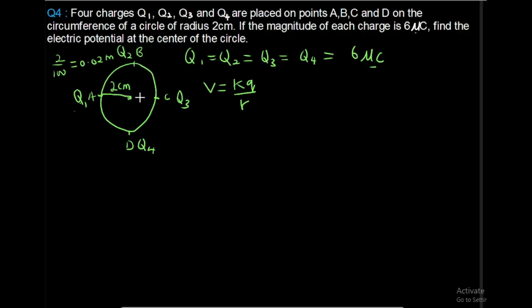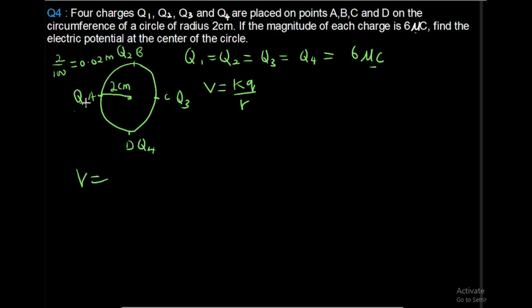Then we'll add up everything and we'll get the total potential, which is what you're asked to look for. Potential of all of them combined at the center. So let's go ahead to solve this. So we have V equals, according to our formula, KQ over R.